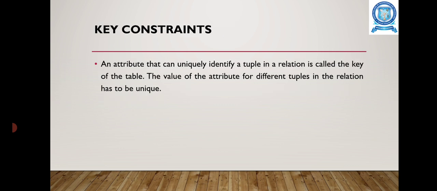Then next one is the key constraint. Key constraint means an attribute that can uniquely identify a tuple in a relation is called the key of the particular table. The value of the attribute for different tuples in the relation has to be unique.